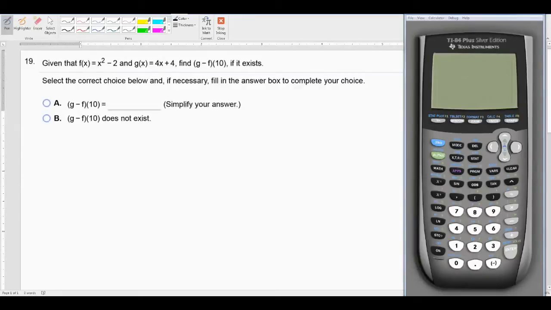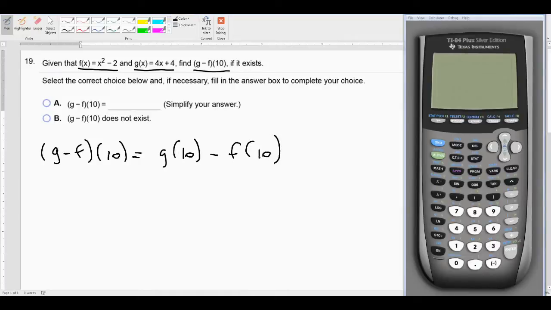For this problem, we're given f of x is x squared minus 2, and g of x is 4x plus 4. We're going to find g minus f of 10. And so to find g minus f of 10, we're going to find g of 10 minus f of 10. So, in that order, by the way.